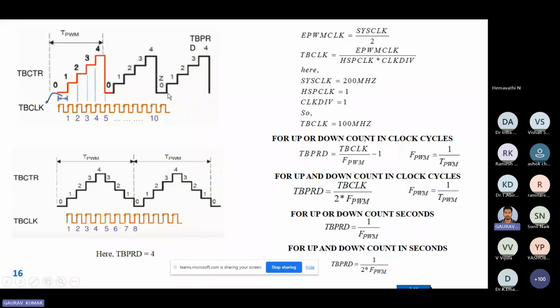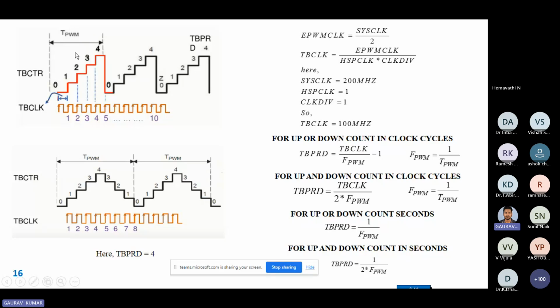Similarly, in case of TB counter up and down mode, it will start from 0, then 1, 2, 3, 4. Then again it will go down 3, 2, 1. Then it will again go like that. Okay. So suppose we want to calculate the TPWM, meaning we have to find the PWM pulse's time period or frequency. How will we find it?